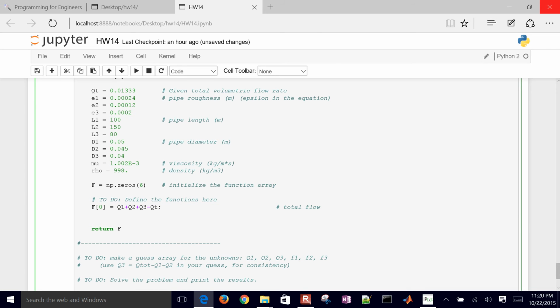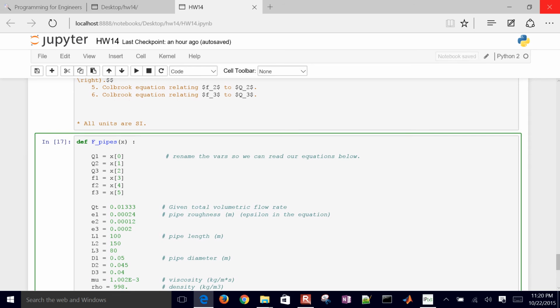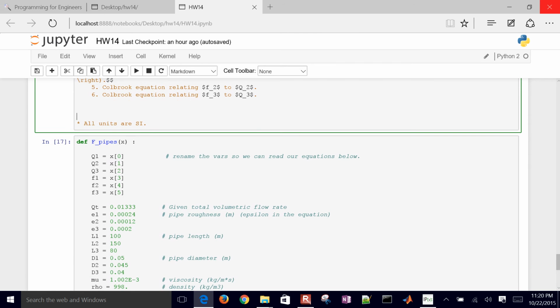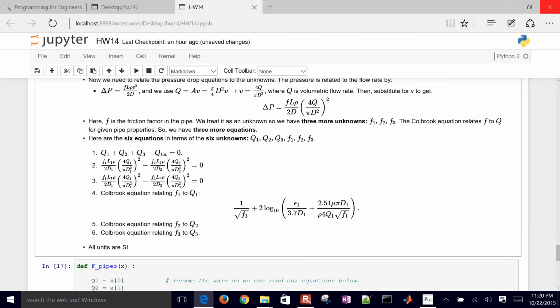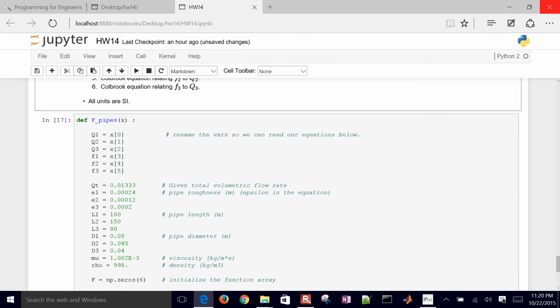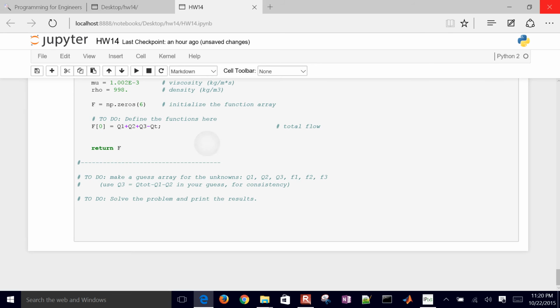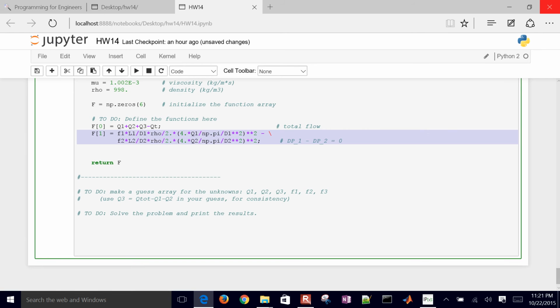And so we just put everything onto the right-hand side of the equation and then say that has to equal 0. So Q total has to equal the summation of Q1 through Q3. But we're going to put all of those variables and constants on the right-hand side. The next one is the pressure drop across 1 and 2 have to be equal. So let's go ahead and insert that equation right here.